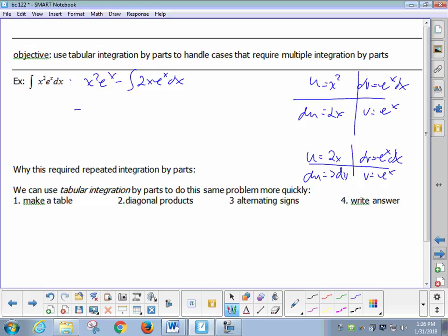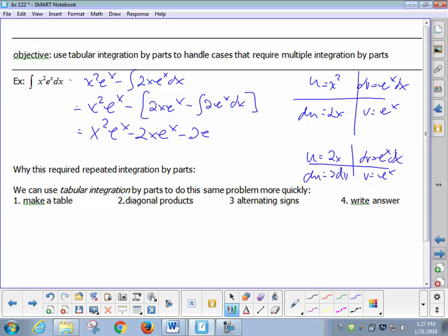Be careful when distributing the negative. x squared e to the x minus, I use brackets to enclose my whole uv voodoo to come. uv is 2x e to the x minus the integral of. Okay? So I get x squared e to the x minus 2x e to the x minus 2 e to the x plus c. Do you agree?